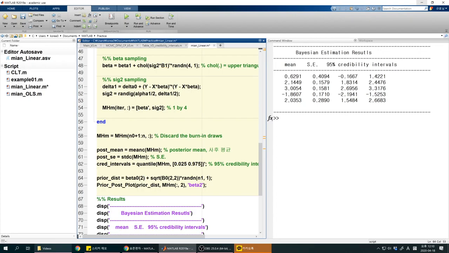So this is prior samples, and this is posterior samples. The first input must be prior samples. The second input must be posterior samples. And this is the title, I would say. Okay? And then let me run this.